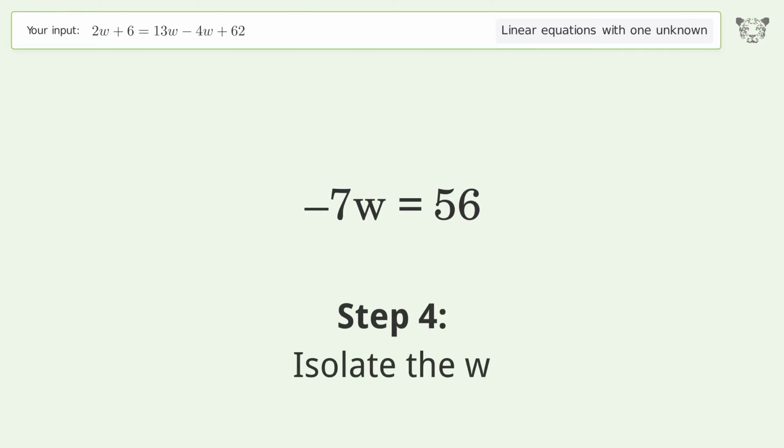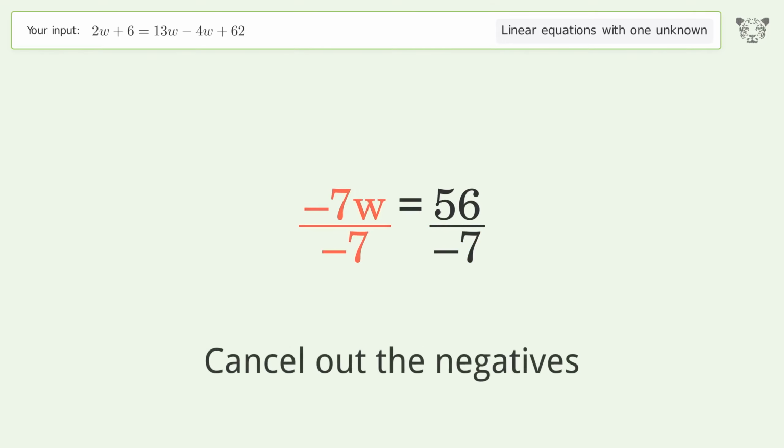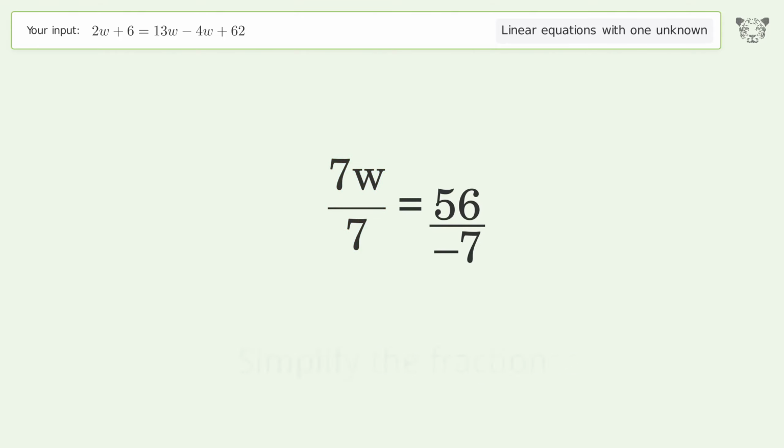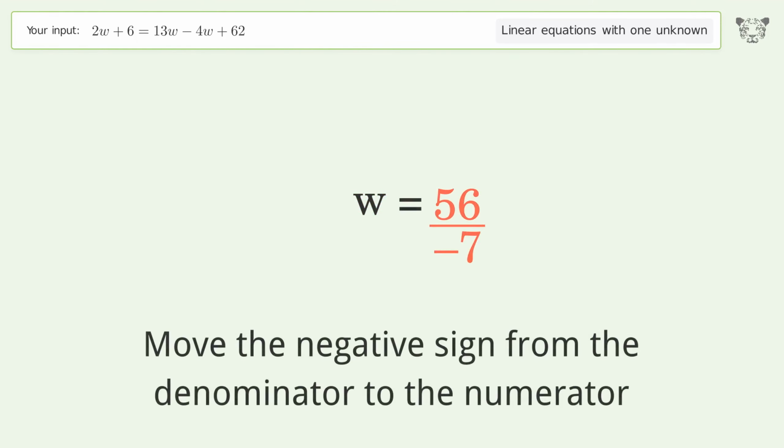Isolate the w. Divide both sides by -7. Cancel out the negatives. Simplify the fraction. Move the negative sign from the denominator to the numerator.